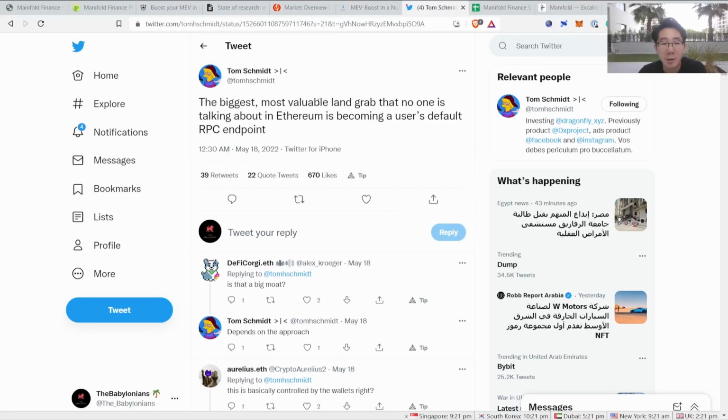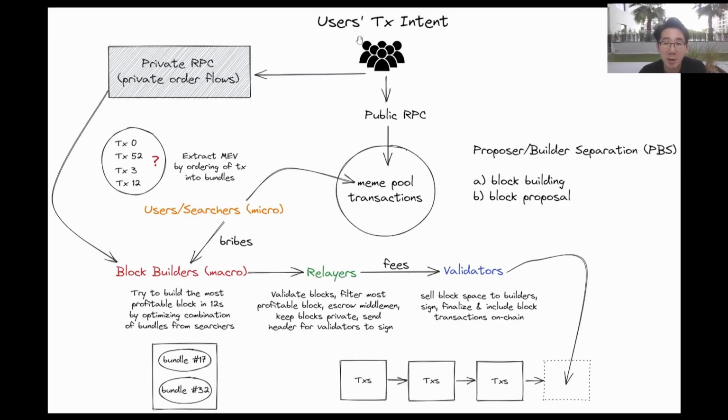And that's why you can see Tom say that the biggest, most valuable land grab that no one is talking about in Ethereum is becoming a user's default RPC endpoint. Because once you become the RPC endpoint, then essentially you are capturing all their transactions, and you have the power and ability to sort all these transactions.